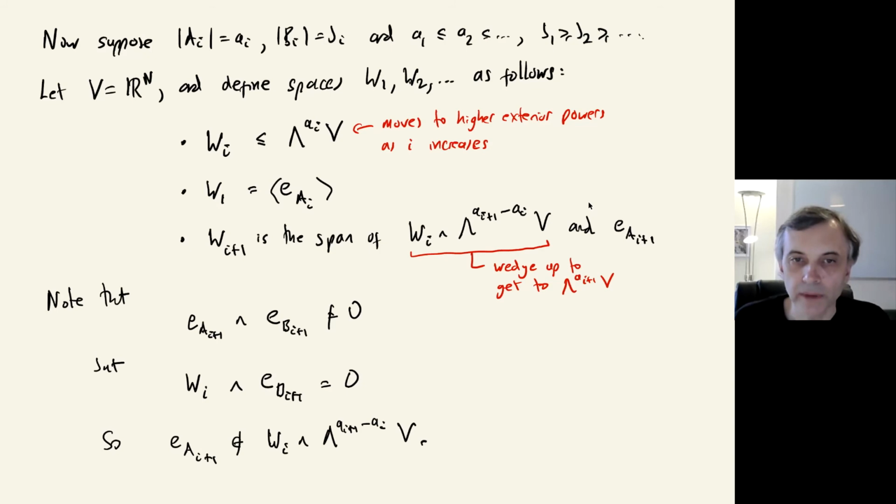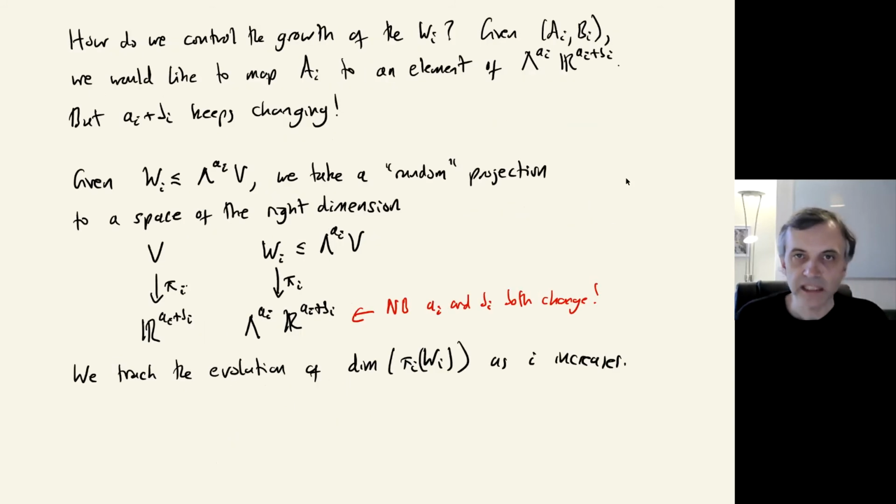Okay, right. So how are we going to control the growth of the W_i? So given our A_i, B_i, we'd like to map to an element of the A_i-th exterior power, mimicking the previous proof, the A_i-th exterior power of R^{A_i+B_i}. Okay, so remember previously we had A sets, we mapped them to a vector space, the exterior power of a vector space of dimension A plus B. Okay, so we'd like to have dimension A_i plus B_i.